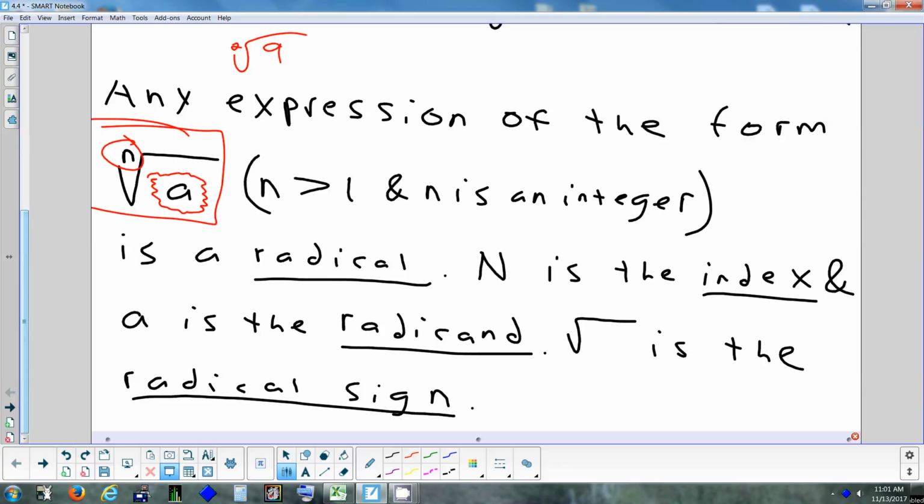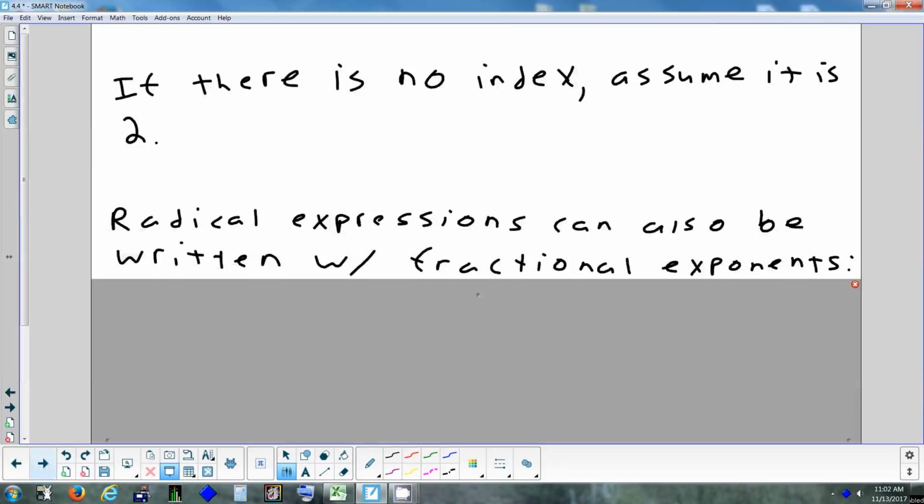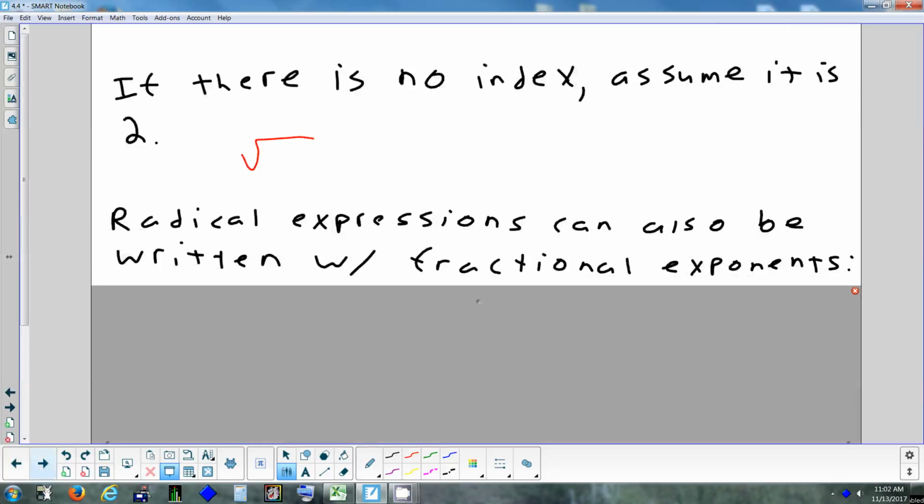So the kind of things we're going to do with radicals, we're going to solve some equations, and then we'll also do some graphing. We just said a second ago, if there's no index, you assume it's 2. And there's another way to write something like that.